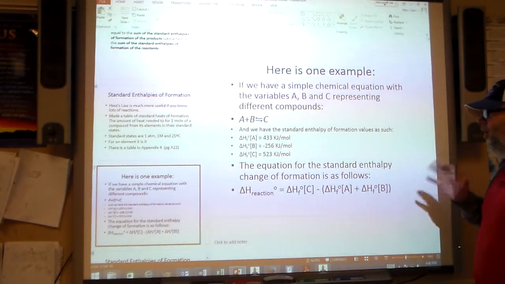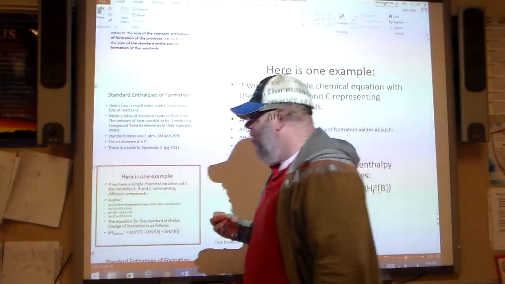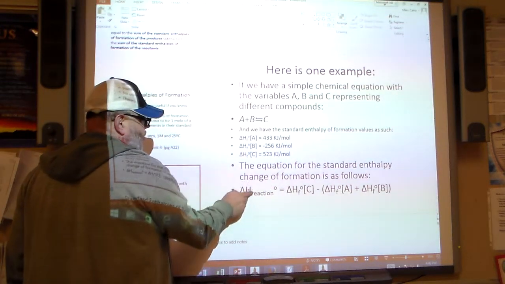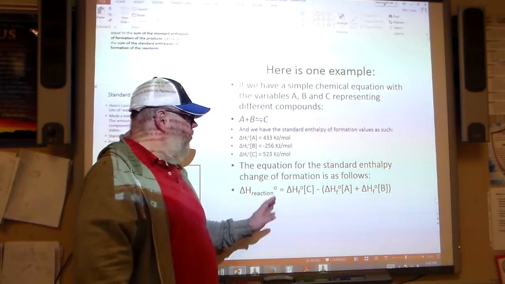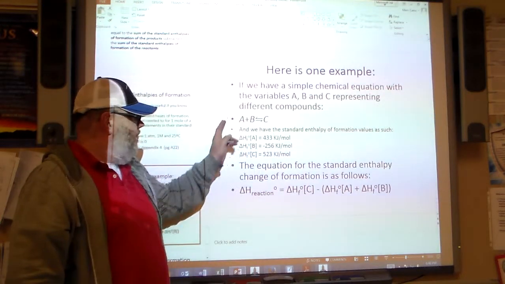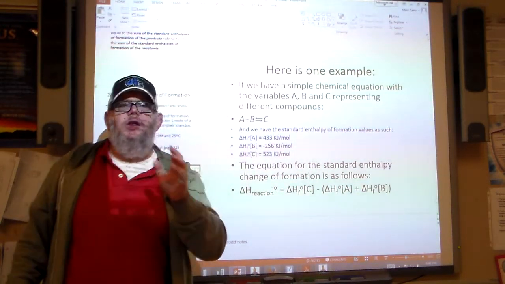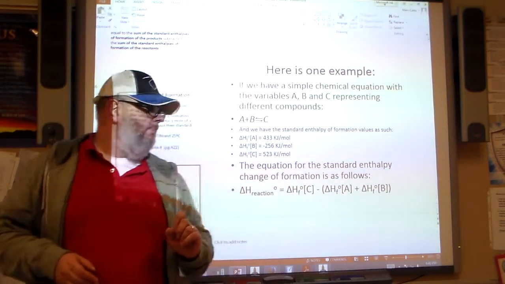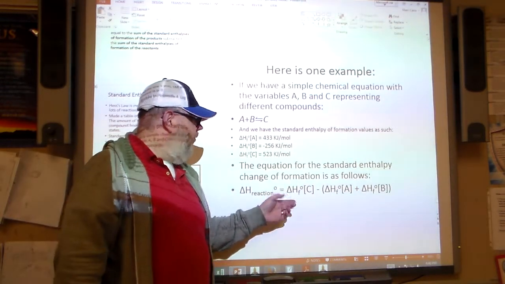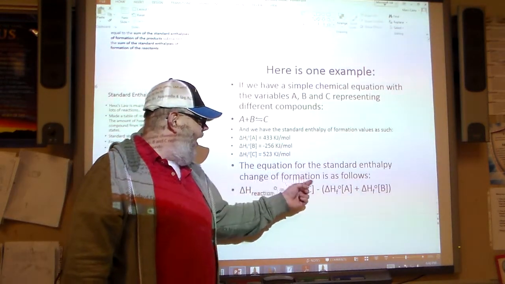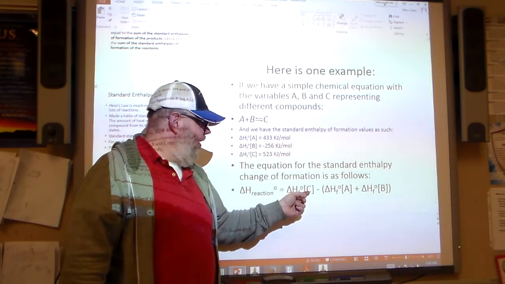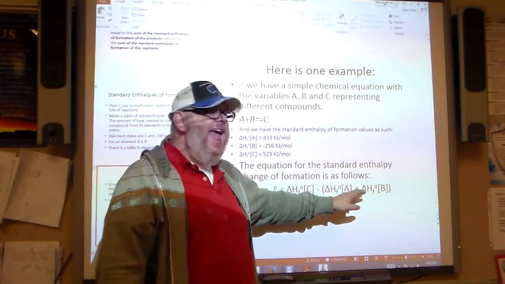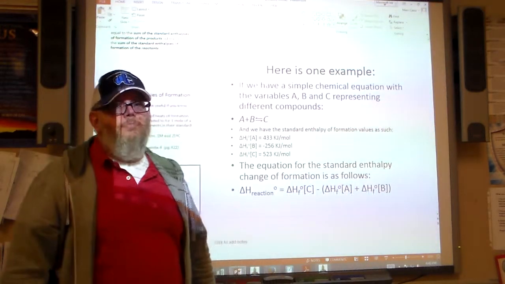Now, the equation for the standard enthalpy is as follows. We're looking at the complete reaction. So here is the enthalpy of the entire reaction, and then we have the degree sign. Remember, it's a standard molar enthalpy because we're looking at 1 mole of something. We know that C is our product, so we look at delta H formation of C minus the sum of delta H formation of A and delta H formation of B.